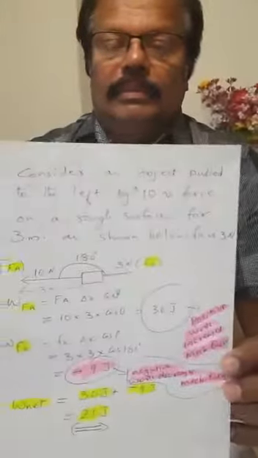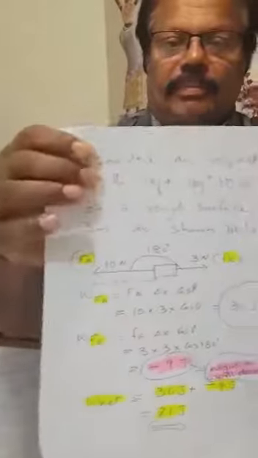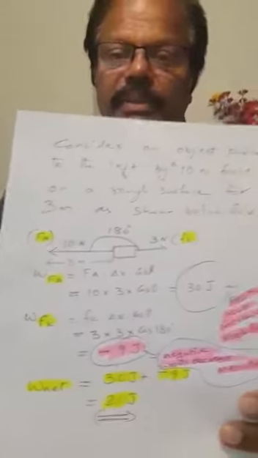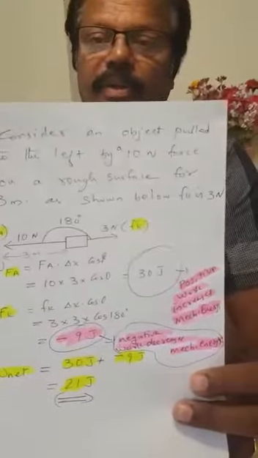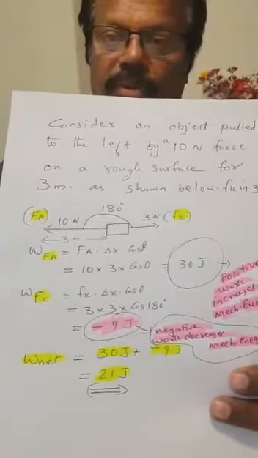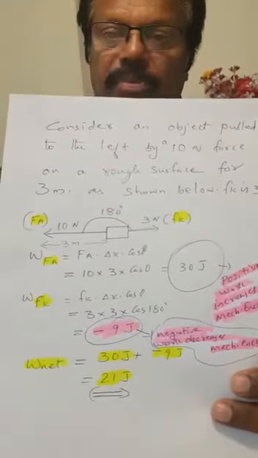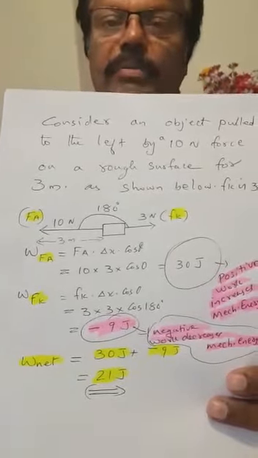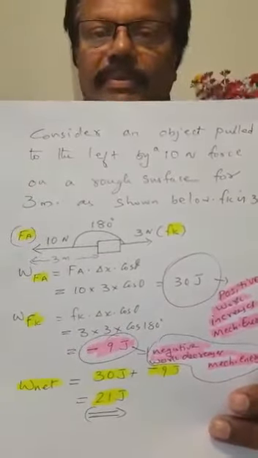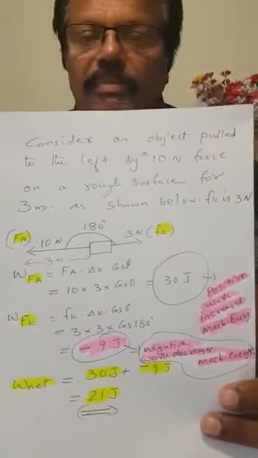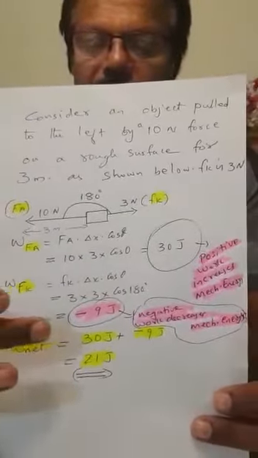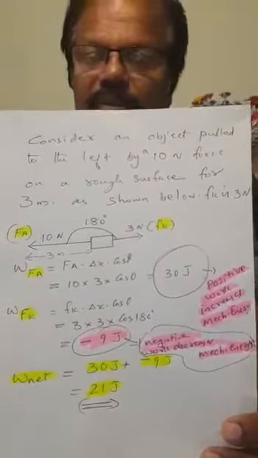Let us look at a simple example. There is an object being pulled to the west with 10 Newton, and there is a friction of 3 Newton to the east. So the work done by these two forces are as follows. Work done by the applied force is 10 times 3 times cos 0, so that is going to be 30 joules of positive work. And let us look at the work done by the frictional force: 3 Newton times 3 meters times cos 180. So you can see that the work done by the frictional force is negative 9.